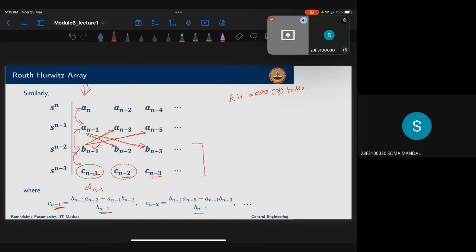So to become stable, every sign has to be the same. If there is any sign change, we would say that the system is unstable. The number of sign changes will be equal to the number of poles on the RHS side. So this is RHS, this is LHS. Is this clear?